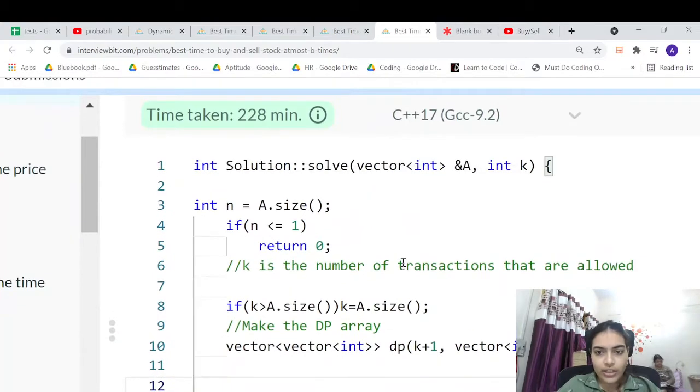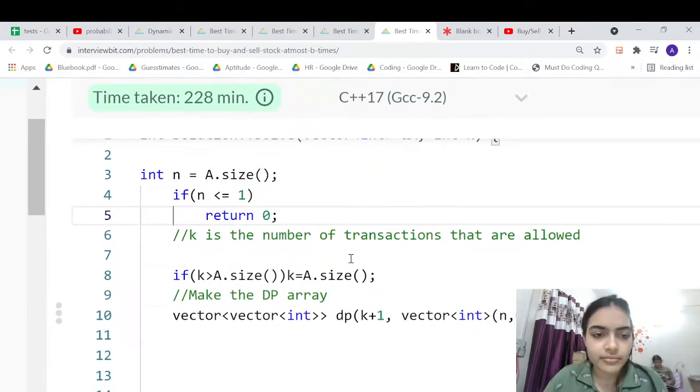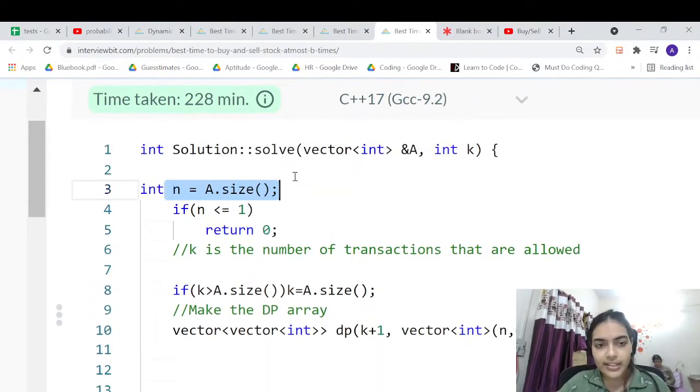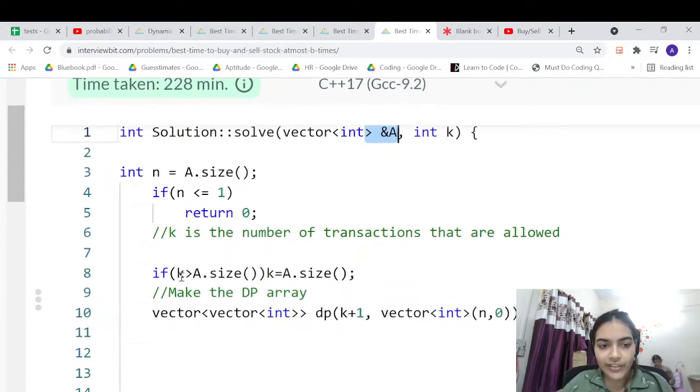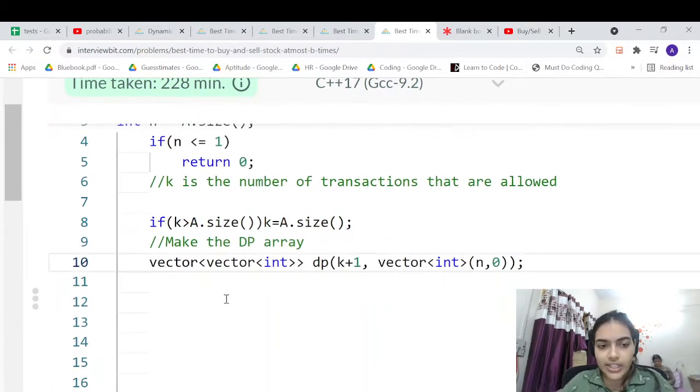So initially I have written these things. If n is less than or equal to 1, you can simply return 0, and n is the size of the array that we have. And if k is greater than a of size, they have given some test cases when k is greater, you can just make k equal to a of size so that it passes all test cases. Okay, now let us fill this dp array.